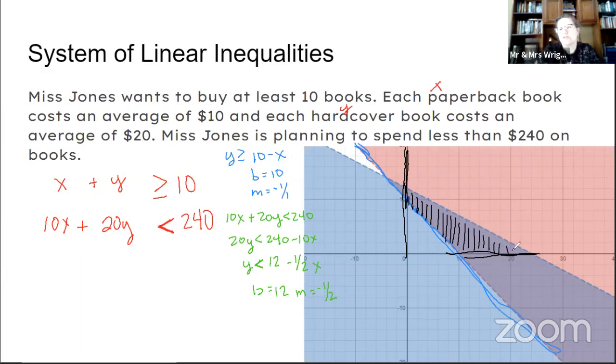So the only thing that is actually a solution here in our real world example is going to be this shaded region as well as this solid line right here and right here, because she can purchase 0 books and she can purchase 0 books here. Remember, X is our paperback, so she could purchase 0 paperbacks and she could purchase 0 hardbacks, but she does not want to spend $240. She wants to spend less than, so that one's a dashed line. So you can see a little bit more accurately what our actual solution is. So sometimes you may have to, with real world equations, adjust your graph a little bit based on some constraints that are implied and not explicit.